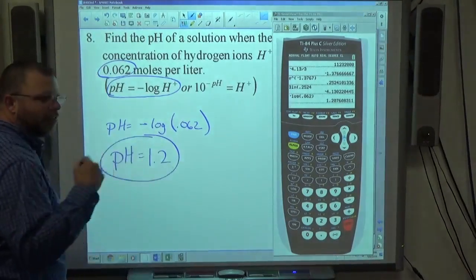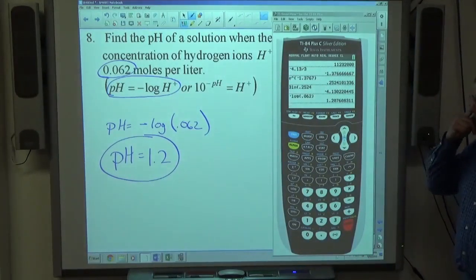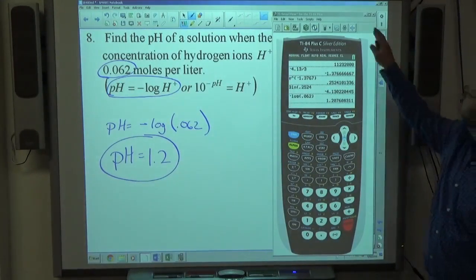And typically pH is 1 decimal place. If you go a couple, I'm not going to count it wrong, but usually 1 decimal place is good for pH.